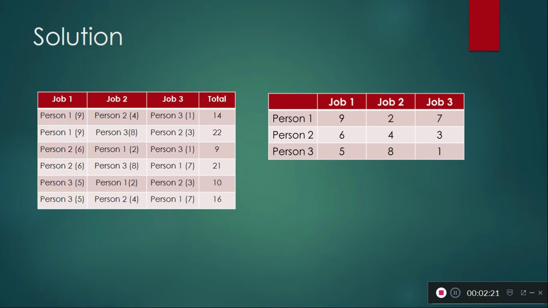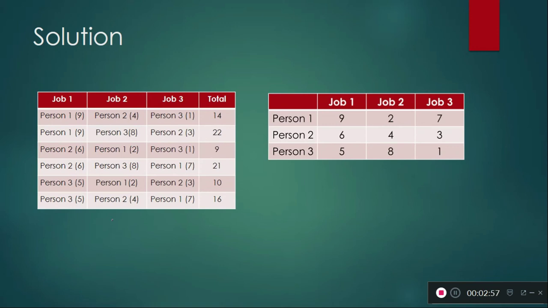Similarly, person 1 takes 9 seconds to finish job 1. Person 3 takes 8 seconds to finish job 2, and person 2 takes 3 seconds to finish job 3. Add up the total, comes to 22. So these three jobs with this combination takes 22 seconds. Similarly, for the next set of persons, person 2 takes 6 seconds to finish job 1, person 1 takes 2 seconds to finish job 2, person 3 takes 1 second to finish job 3. The total time taken is 9 seconds.